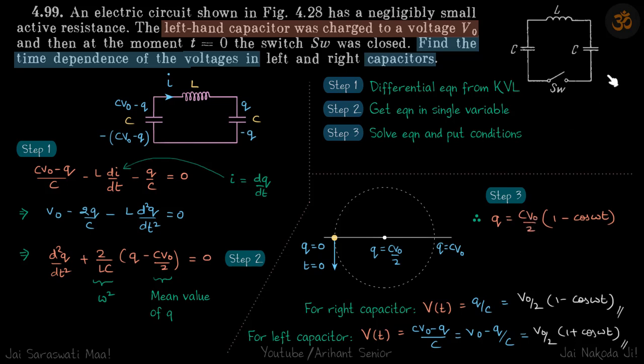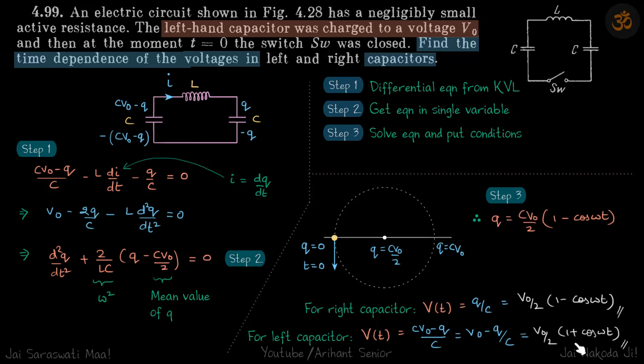Now for the right capacitor we need to find the voltage. So voltage is Q by C. C is a constant. So we are writing in this form, so we can put the value of Q here, and this is our answer. On the left capacitor the voltage is (CV0 minus Q)/C or V0 minus Q/C. So again we'll put the value of Q here and we'll get the voltage on the left capacitor.